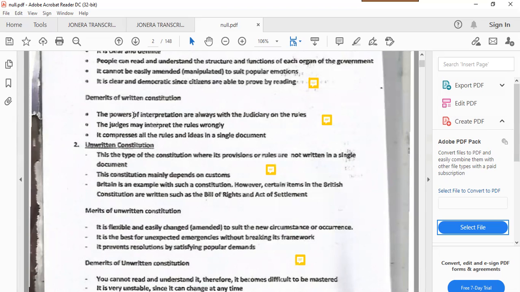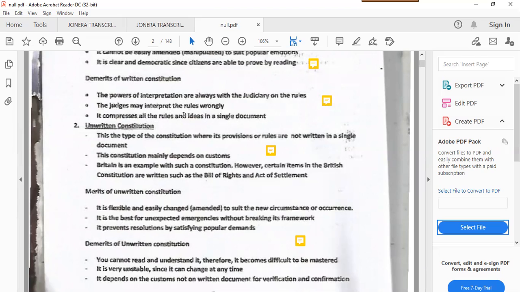The first thing is that the powers of interpretation are always with the judiciary on the rules. Some of these constitutions are very, very difficult to understand, so you might need someone who has a detailed understanding of law, maybe someone who went for further training. Interpreting these might not be easy for a Zambian citizen who hasn't done some form of law studies. So mostly the powers of interpretation are always with the judiciary, which is an organ of our government, on the rules. And the judges may interpret the rules wrongly to try to amend or manipulate or change it in a certain way, because judges are very highly educated people, so they may interpret the rules very wrongly.